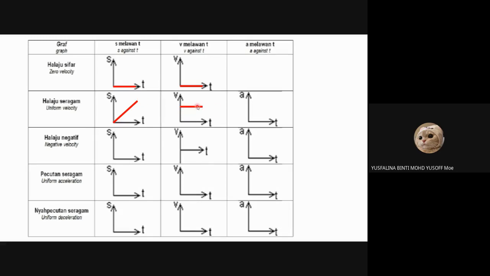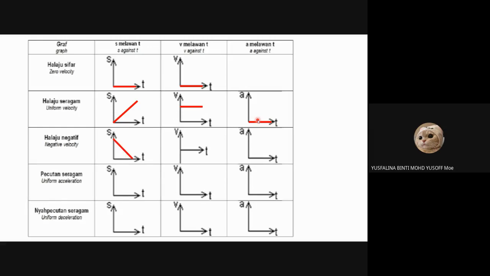Then this one I cannot draw the triangles, meaning the gradient is 0. So the gradient for the graph of velocity against time represents the acceleration. So the acceleration should be 0. Okay. So this one I cannot draw a triangle, so the gradient is 0. So the acceleration is also 0.